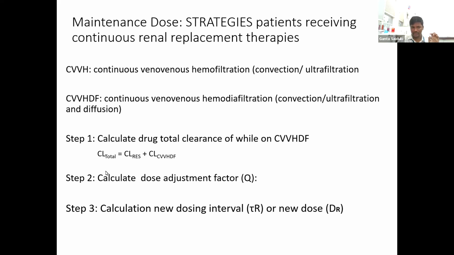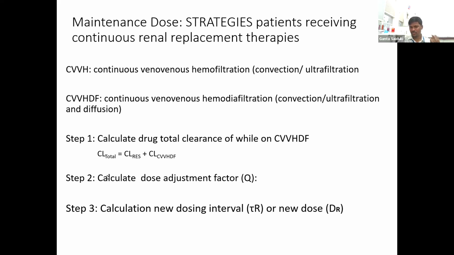Then you have to combine them. This is called the total drug clearance while the patient is on CRRT. For that you need the residual antibiotic clearance as well as the CRRT clearance. If you combine these two, you will get the total. So this is step one.